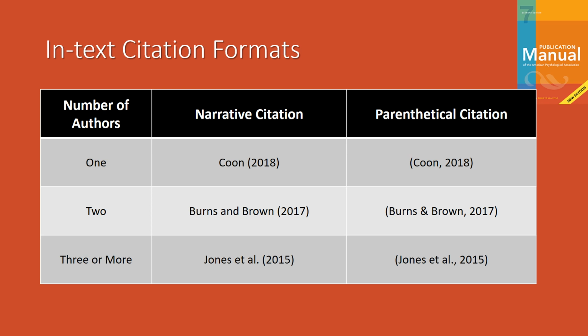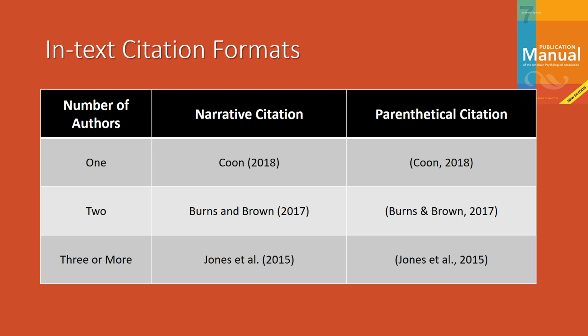For the parenthetical citation of two author sources, we put both authors' names within the parentheses, but we separate them out not by the word "and" but the ampersand. Then we put a comma before we put the year of publication in the parentheses. So those two have not changed. But look what happened to the 3 or more situation.